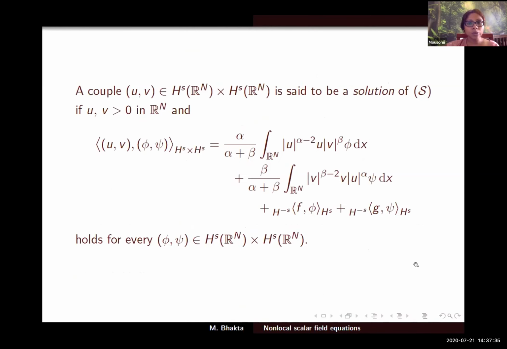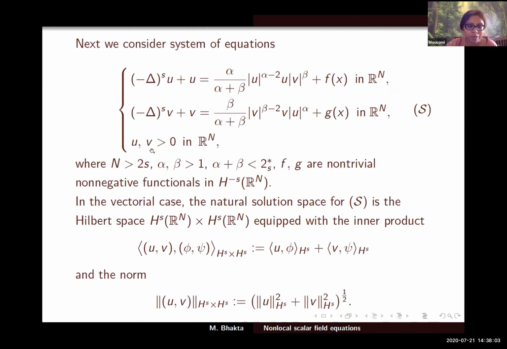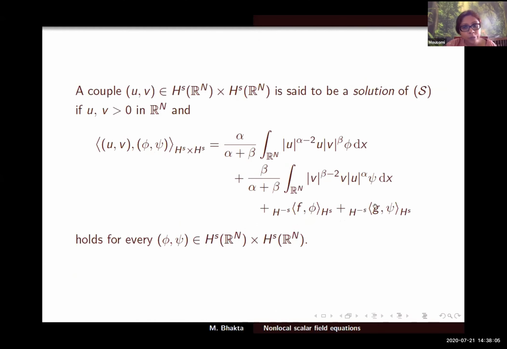Okay. And what do we mean by a weak solution? We say that a couple (U, V) in H^s(R^n) times H^s(R^n) is a solution for this system of equations if U and V are positive, because we are looking for positive solutions, and it satisfies this variational formulation for every couple (phi, psi) in H^s(R^n) times H^s(R^n). So this is the inner product between these, and this is the one. Okay.